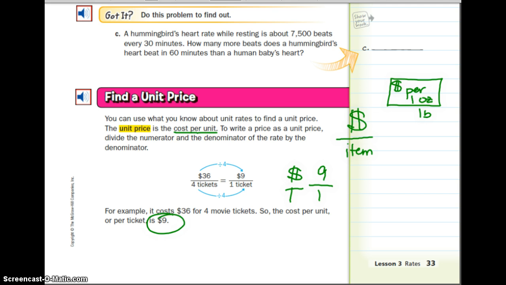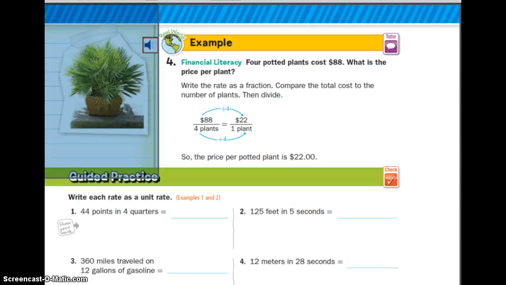Okay, turn the page. So we have 4 potted plants that cost $88. What is the price per plant? Notice that they put the word plants before money, but money always has to go on what? Top. Very good. So we have 88 over 4, and we see that it simplifies to $22 a plant.